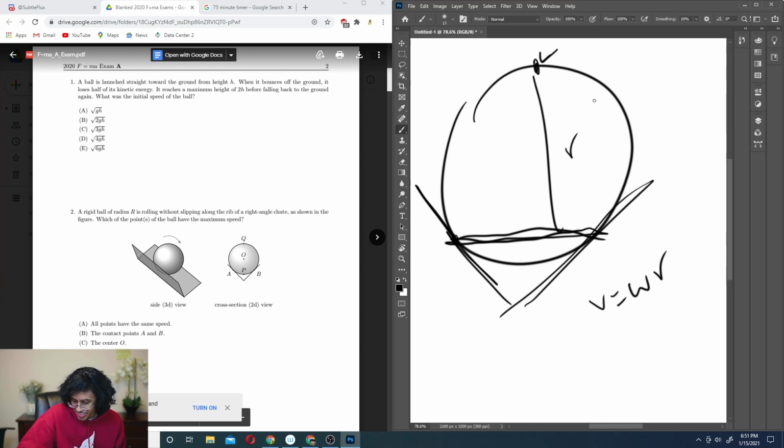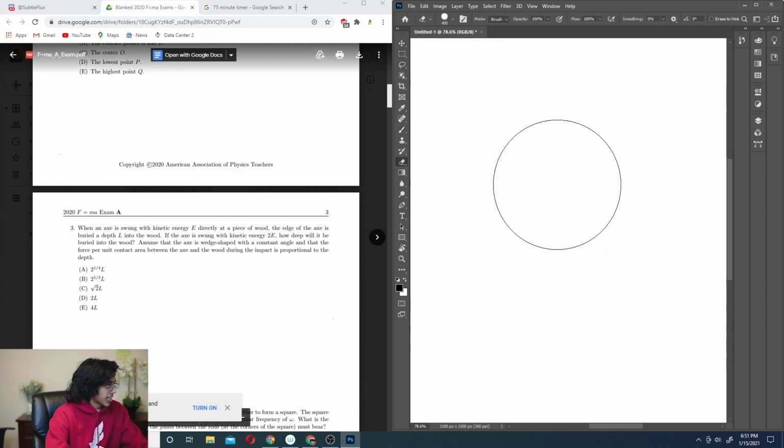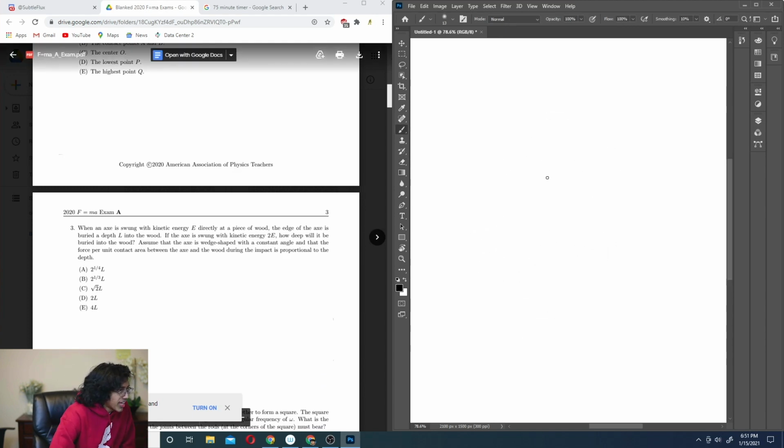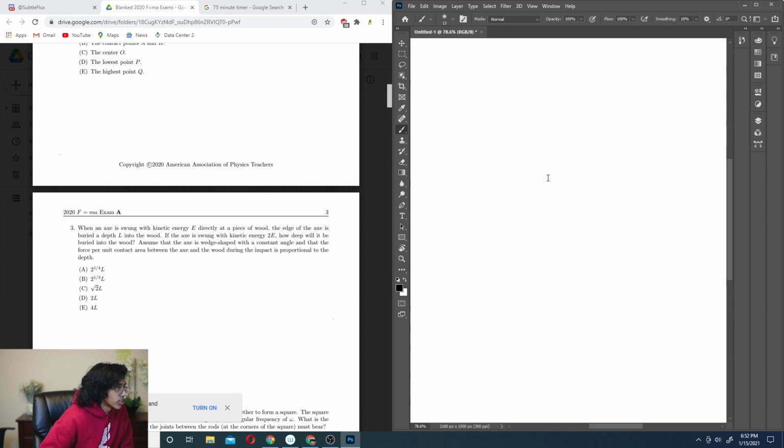Okay, E again, really? When an axe is swung with kinetic energy E directly at a piece of wood, the edge of the axe is buried a depth L into the wood. Okay, if the axe is swung with kinetic energy 2E, how deep will it be buried into the wood? Assume that the axe is wedge-shaped with a constant angle, and that the force per unit area contact area between the axe and the wood during impact is proportional to the depth.